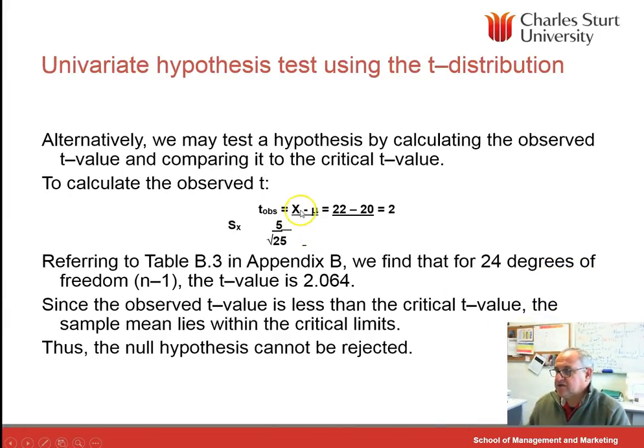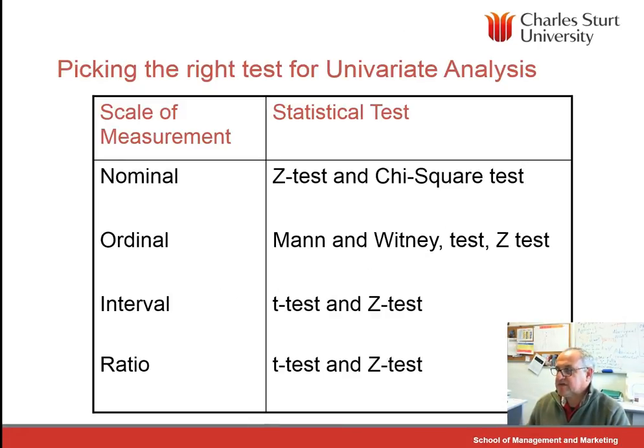Alternatively, you can do this by the t-value, which is worked out here: the sample mean, less the benchmark figure, which is 22 minus 20, divided by the standard error, that is the standard deviation divided by the square root of the sample size. So you can see, the larger the sample size, the smaller this number down here gets. Okay, so if we find that the t-value is greater than the critical value, which is usually 2.034, then the null hypothesis can be rejected. Okay, so that's a simple example.